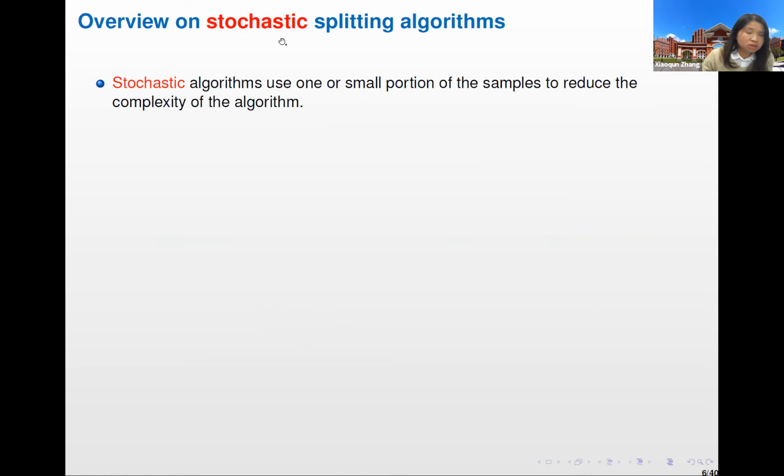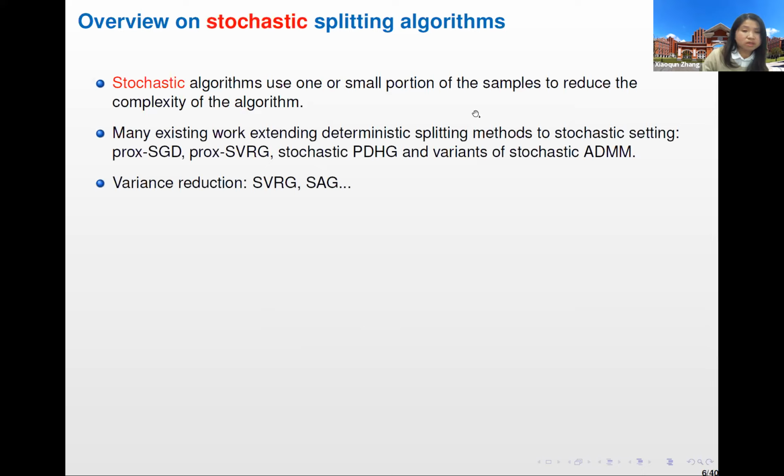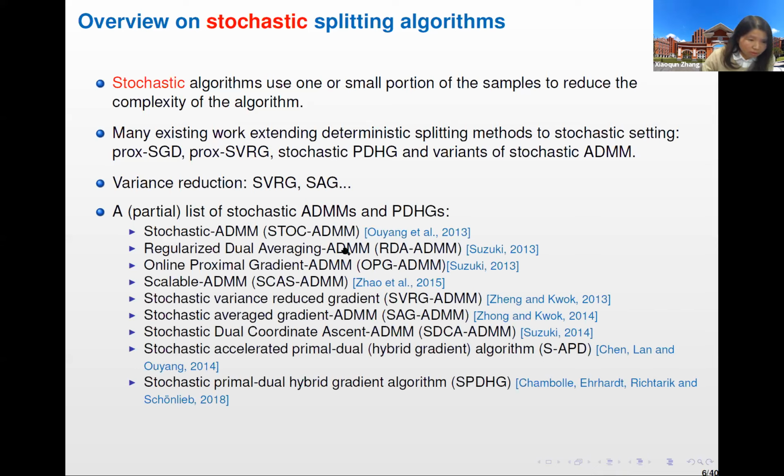We are particularly interested in the case of a stochastic extension. In the stochastic case, we aim to use one or a small portion of the data. This is the case for the Lasso problem. There are also many existing works extending deterministic splitting methods to this stochastic setting. For example, proximal SGD, proximal SVRG with variance reduction, and also the so-called stochastic PDHG and a lot of variants of stochastic ADMMs. And here again, some of them are listed here, ADMMs.